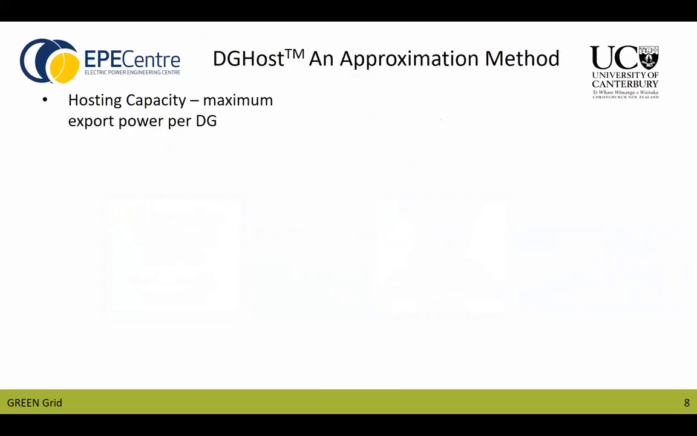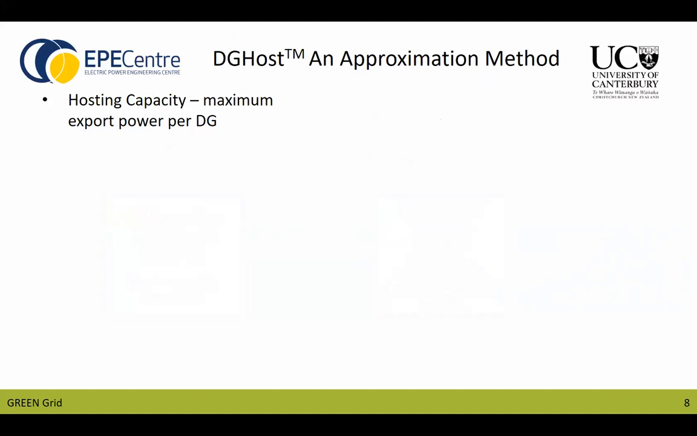This is what I'll talk about now. So DGHost is an approximation method. It's using statistics to make an estimate for what the hosting capacity is for a network. So what do I mean by hosting capacity? Well, that's the maximum export that your solar panel or your PV can export into the grid.